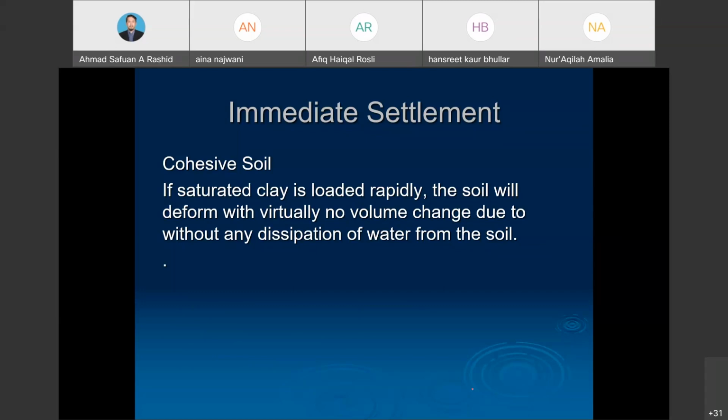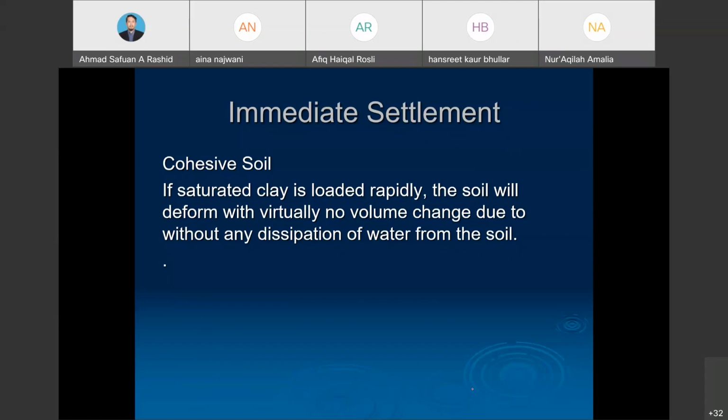Okay, so kita tengok on immediate settlement. Settlement ni penting. Awak tahu cara nak kira settlement. Nanti awak boleh gunakan untuk IDP. Nanti awak ada subjek IDP lah.